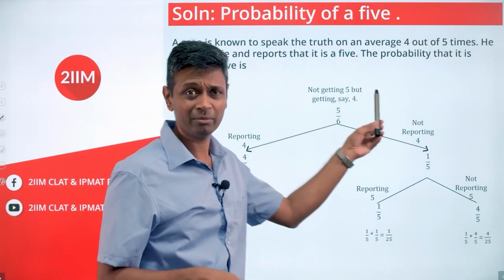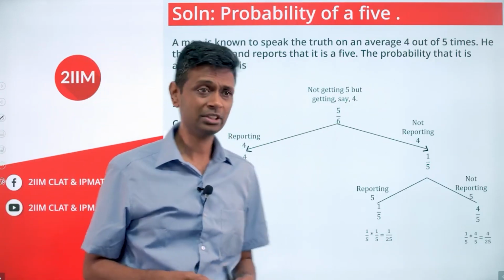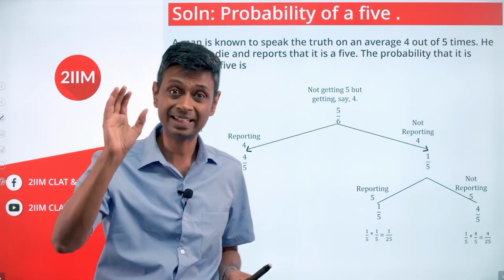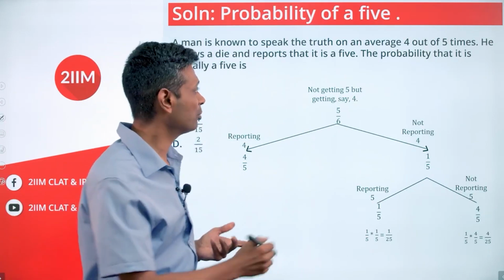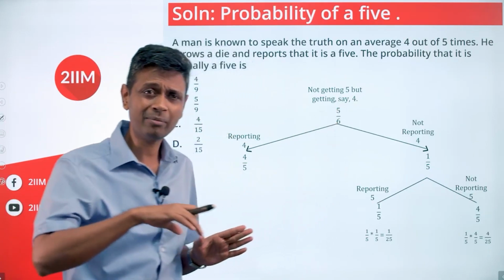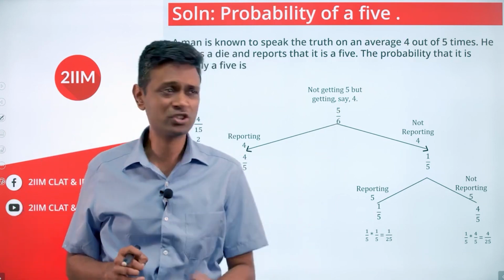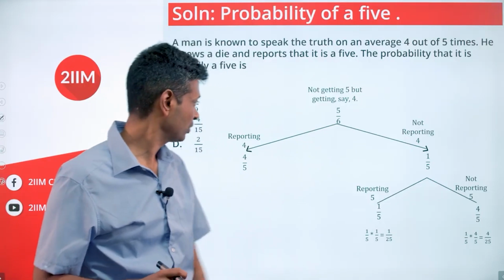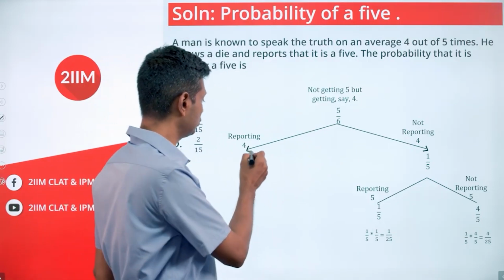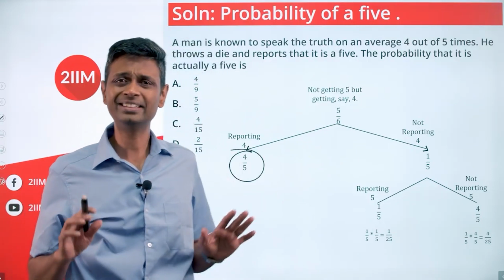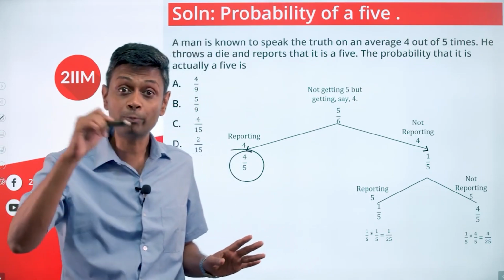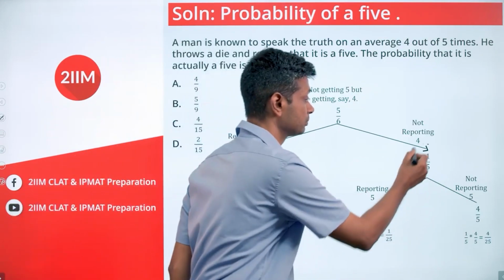We are not getting a 5, but say we get a 4. There is a 5 by 6 probability of that happening. That is not 5. We are thinking about only 4, it is 1 by 6. But I am considering the not 5 category, taking one specific instance of it being 4. Right? I report a 4, that's a 4 by 5. That is the easy part. I am not reporting 4, that is 1 by 5.